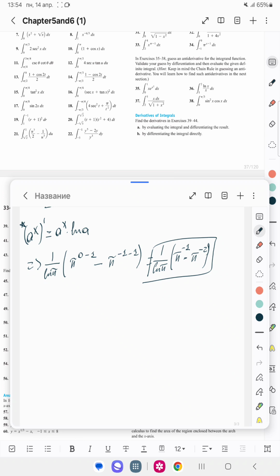Let me do which one? I don't know. Maybe the one with the trigonometric function, like 38, from 0 to pi over 3 of sine squared x cosine x dx. Okay, cool, good one.